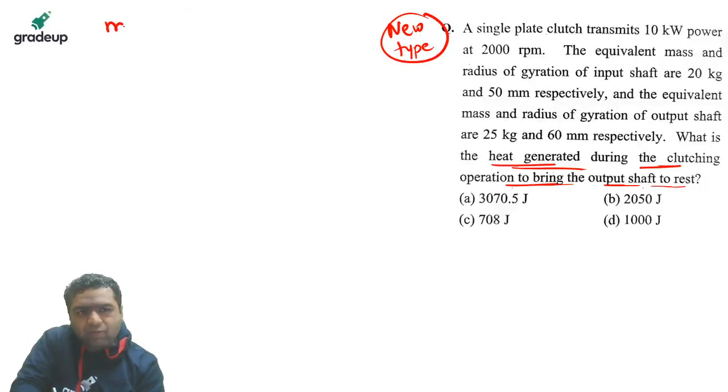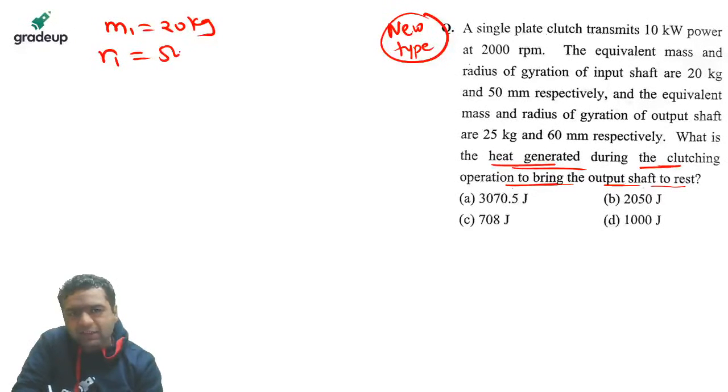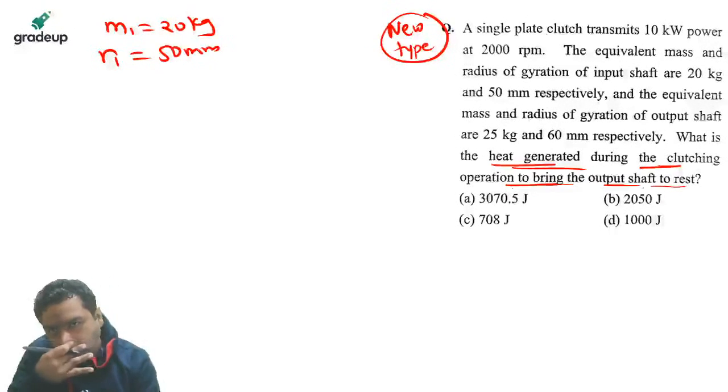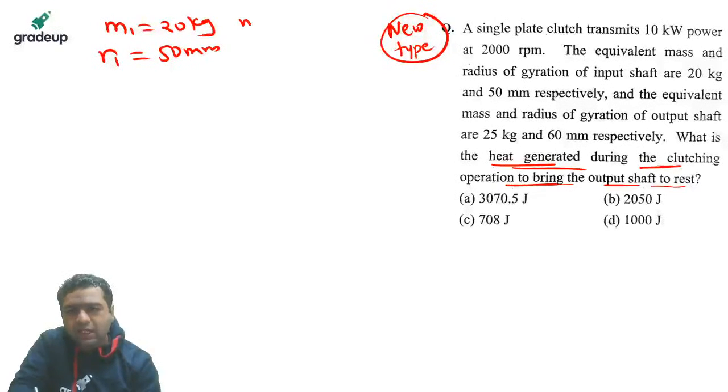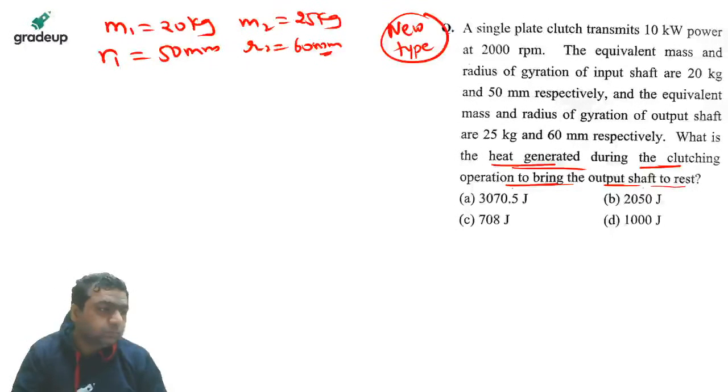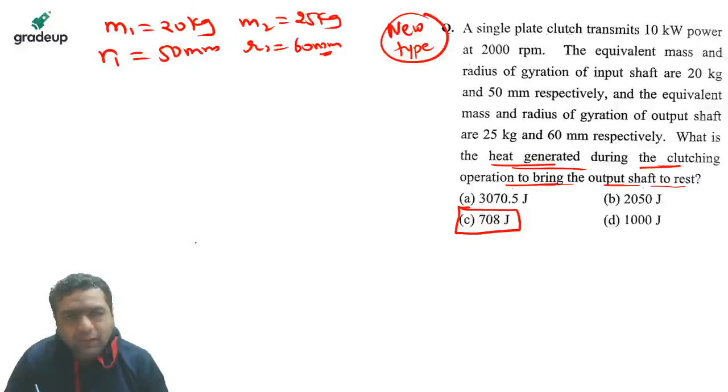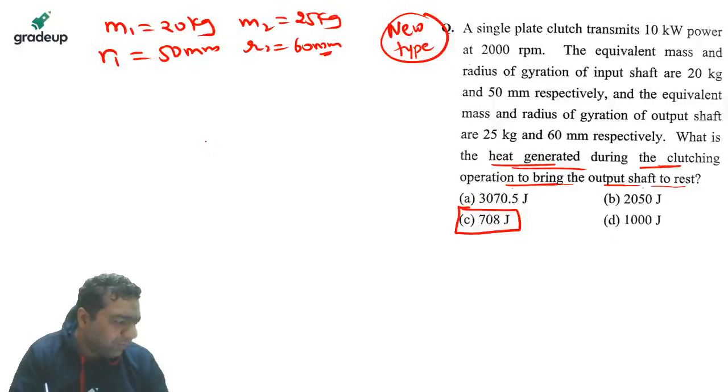For the input shaft, M1 is given as 20 kg, R1 is 50 mm. For the output shaft, 25 kg, 60 mm. Dear, this will be the answer then. You will get a nearby answer. Okay, Praful? So don't worry about that. Yes, M1, R1, M2, R2 you know very well.